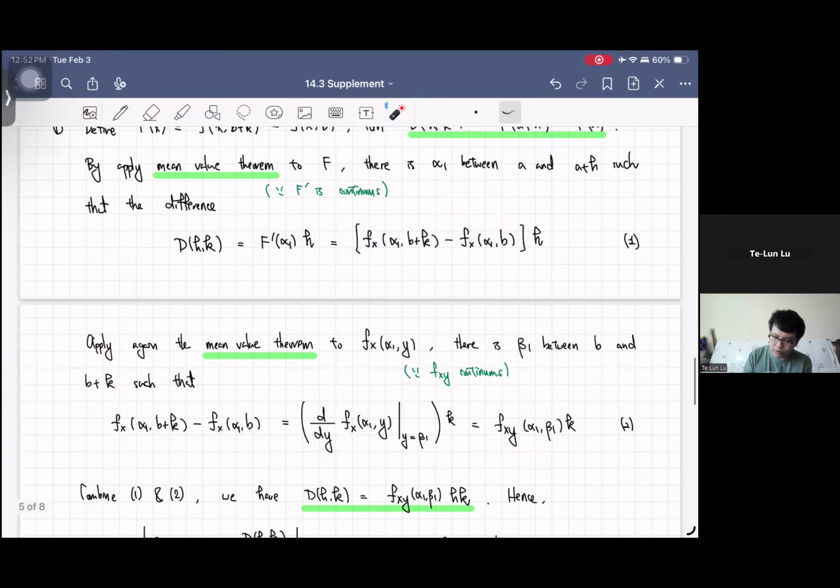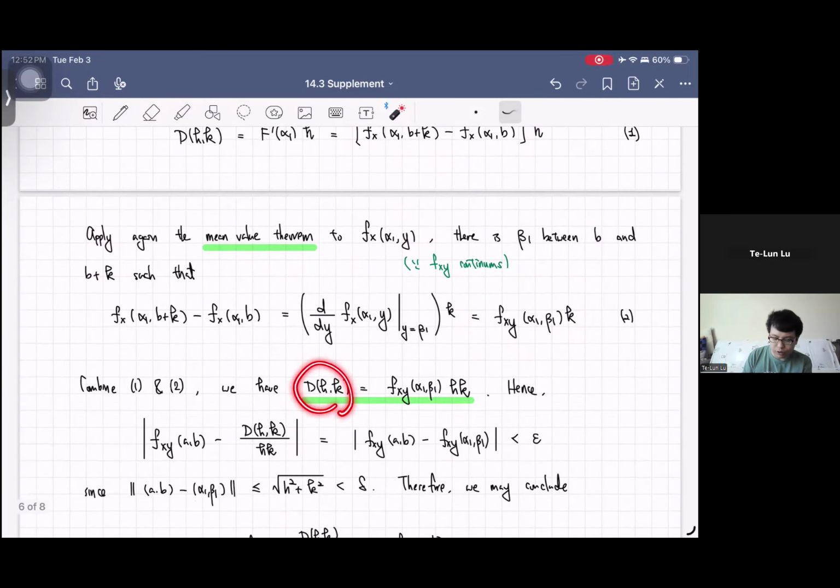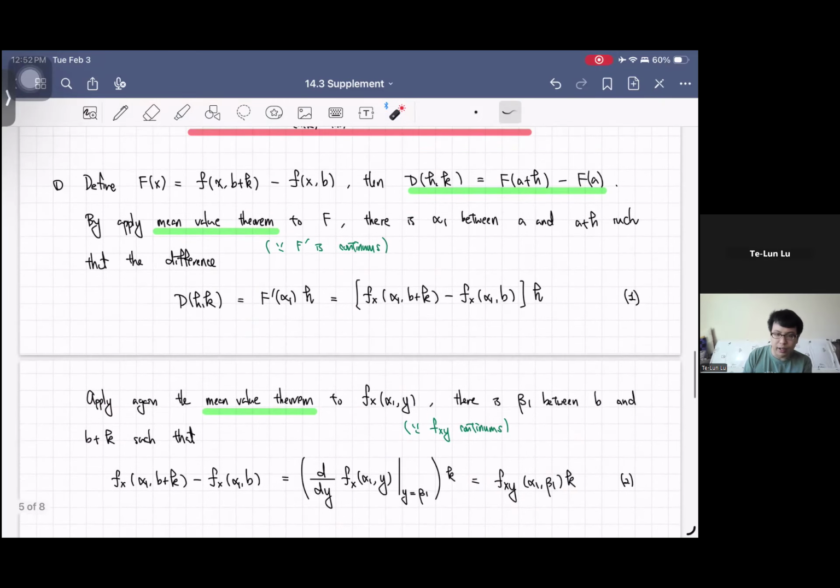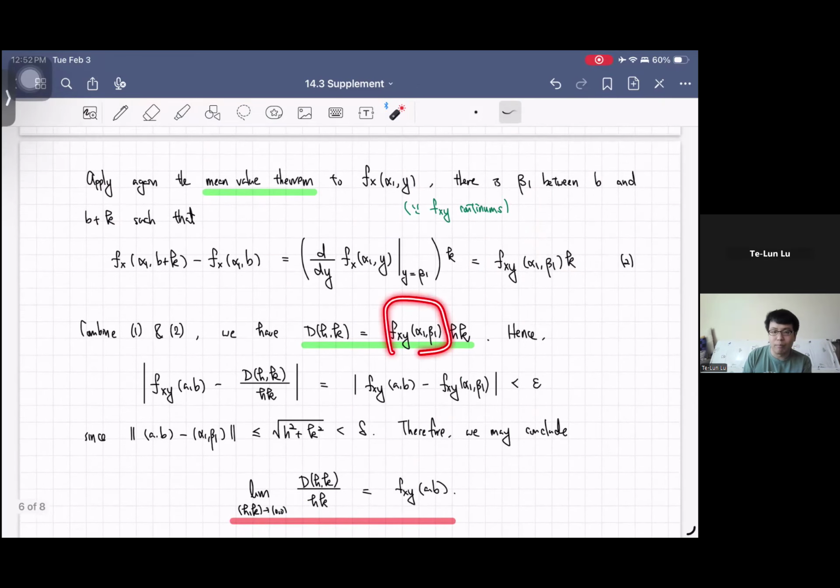So combining these two, we have in fact that D of h, k, which is defined to be this, which reduced to this, which reduced to this, gives us f_xy of alpha 1, beta 1, times hk.